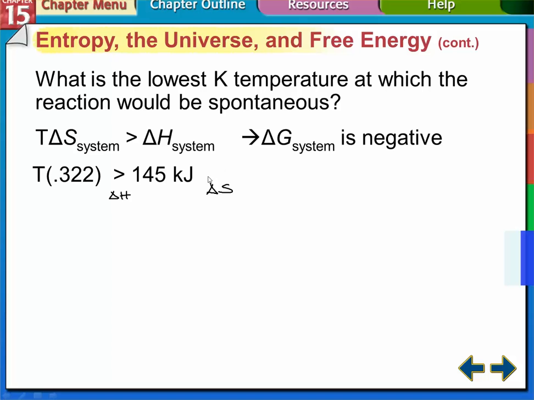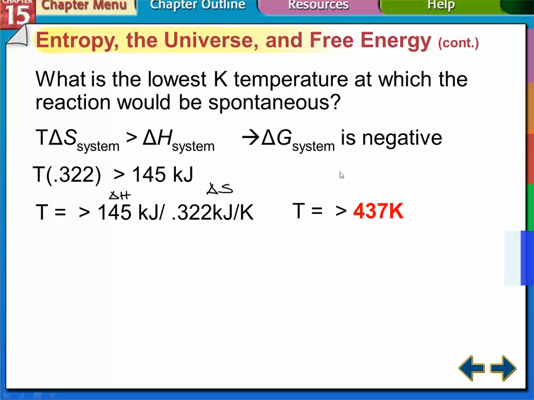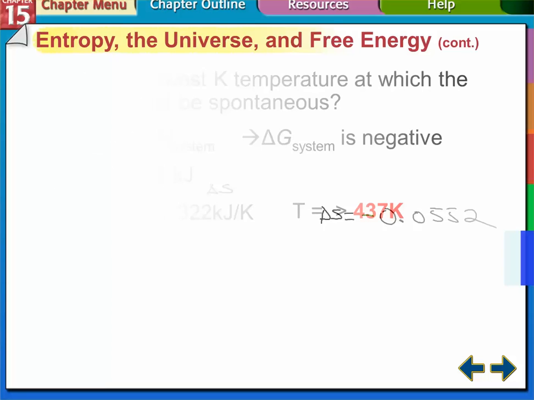Okay, so we set this up, we plug in our delta S, we plug in our delta H, right? Solve for T by dividing both sides by 0.322. Okay, so then we do this math here, we get T has to be greater than 437 degrees. So if we had that high a temperature, that would be a spontaneous reaction, at a temperature greater than 437.